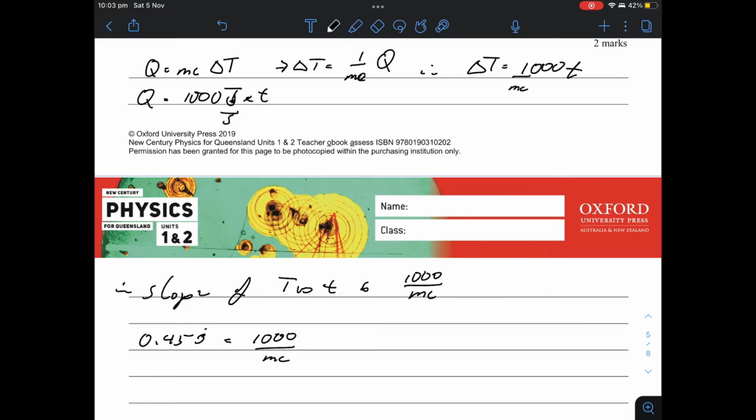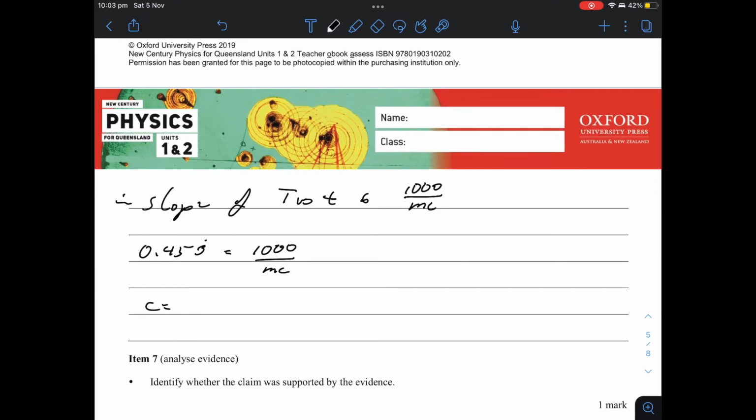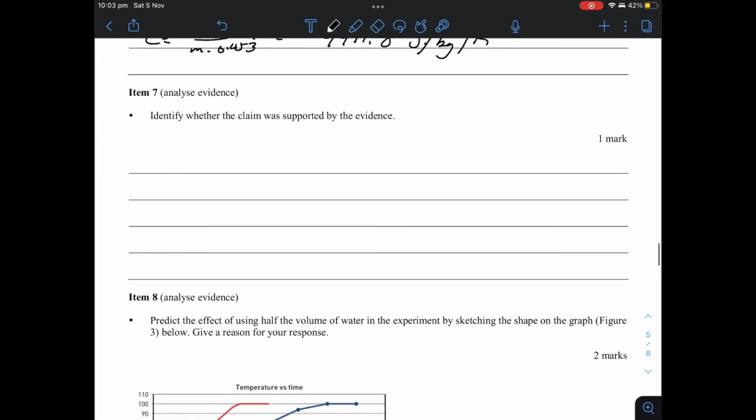Subbing in the value for M that we're given, which is 500.5 kilograms, and rearranging to get C, we end up with a value for C of 4,411.8 joules per Kelvin per kilogram, which is close-ish to the accepted value. I'm not too unhappy with that.